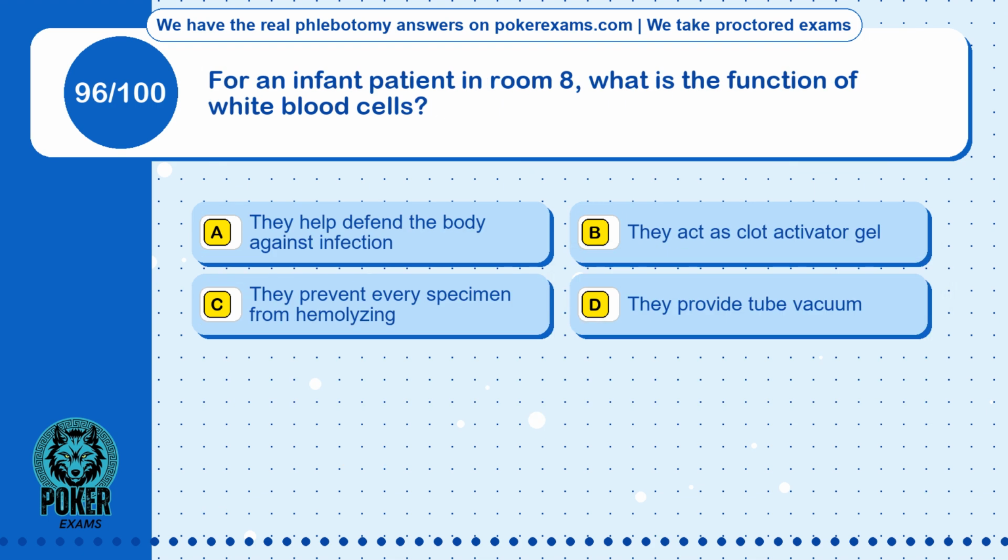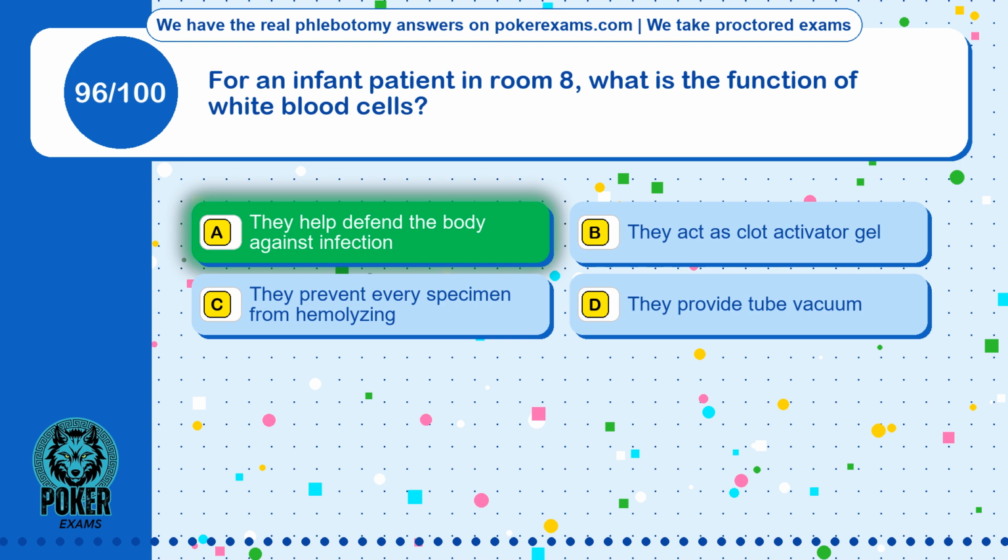Question 96. For an infant patient in room 8, what is the function of white blood cells? Option A. They help defend the body against infection. Option B. They act as clot activator gel. Option C. They prevent every specimen from hemolyzing. Option D. They provide tube vacuum.